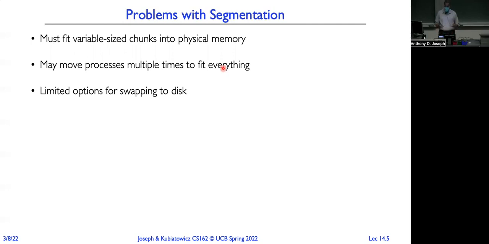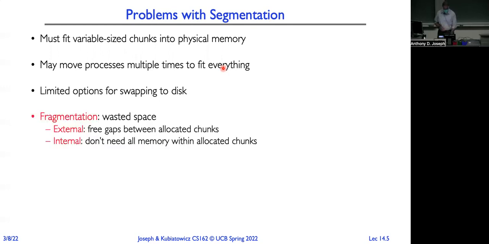We also have limited options for swapping to disk in that we can only swap at the granularity of an entire segment. And if segments are large, that's a lot of data to copy out. And if it contains some regions that are active, we're then going to turn around and copy it back into memory. So we have two different types of fragmentation issues.